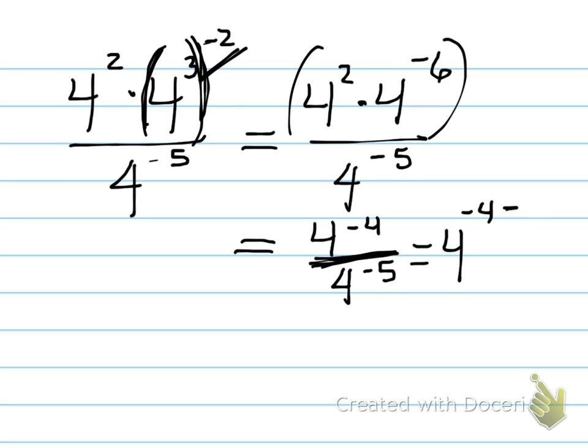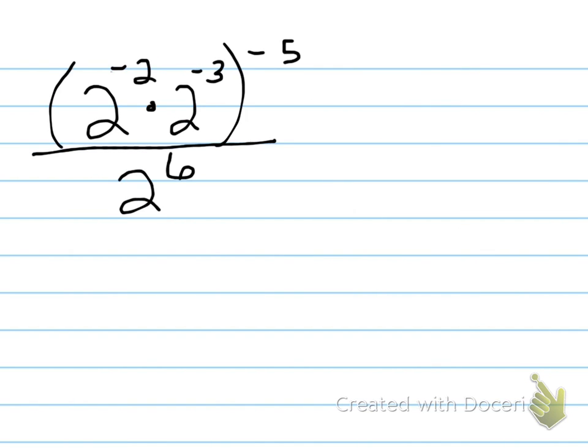So it'll be negative 4 take away negative 5. It's important when subtracting a negative exponent, we remember it's really like adding, because taking away a negative would be like adding a positive. So our final answer is 4 to the negative 4 plus 5, which is just 4 to the 1.